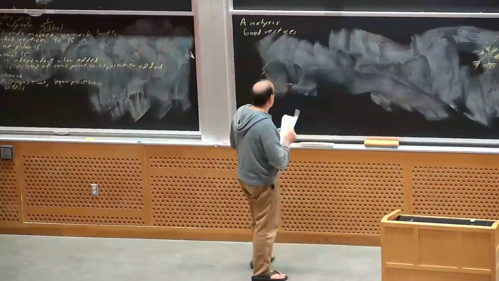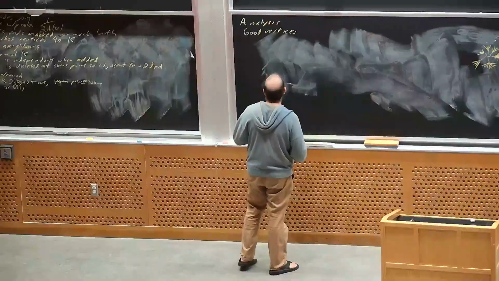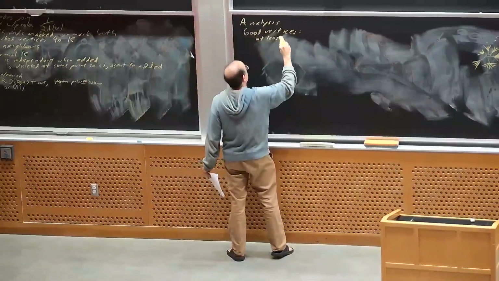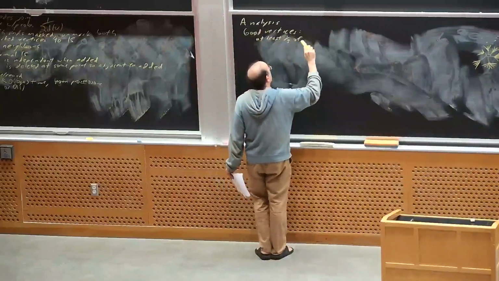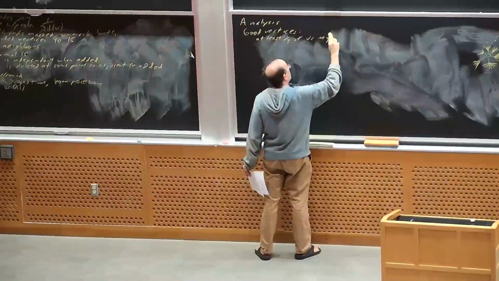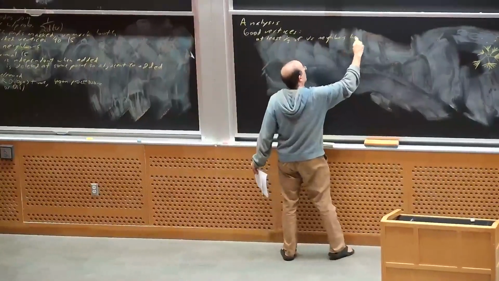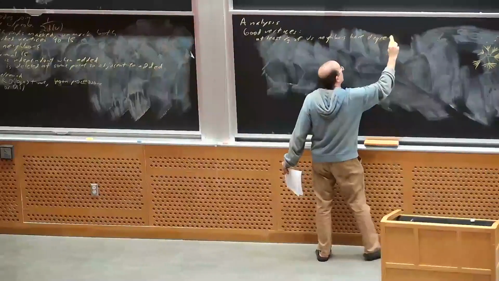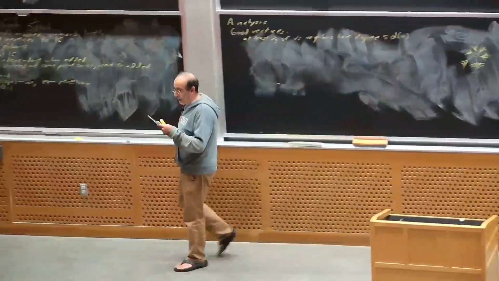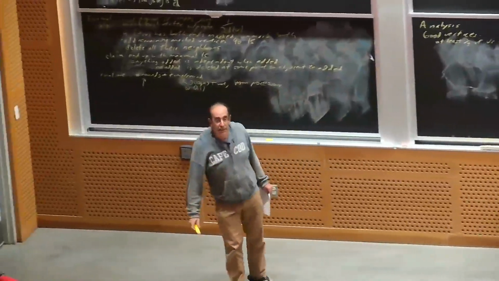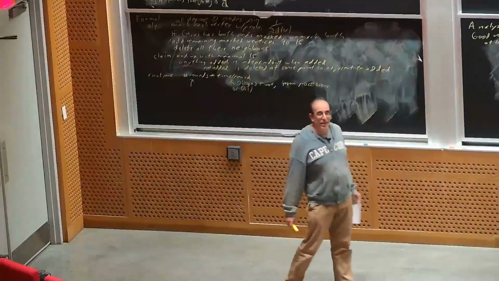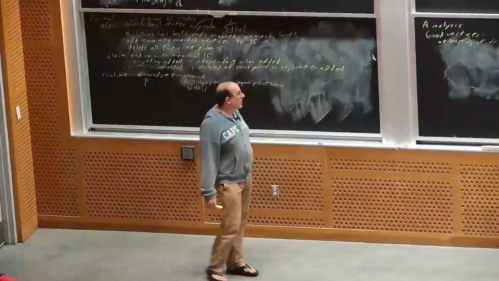And what turns out to work well for the analysis is that a good vertex is one where at least 1/3 of the vertex's neighbors have degree less than the degree of the vertex. Okay? Let's work with this definition.